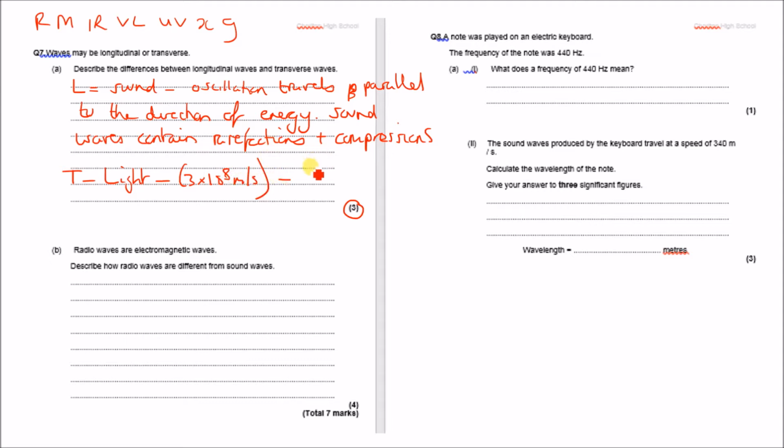For this question, really though, we need to talk about the oscillation. And the oscillation, remember, which is the vibration, travels perpendicular to the direction of energy.